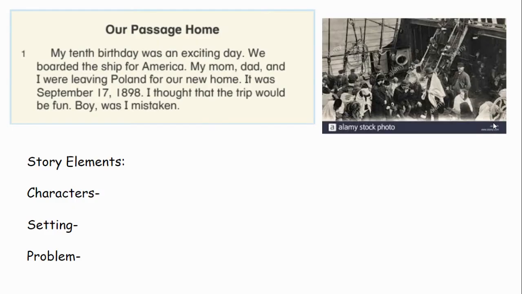Follow along and listen as I read our passage, Home. My 10th birthday was an exciting day. We boarded the ship for America. My mom, dad, and I were leaving Poland for our new home. It was September 17, 1898. I thought that the trip would be fun. Boy, was I mistaken.